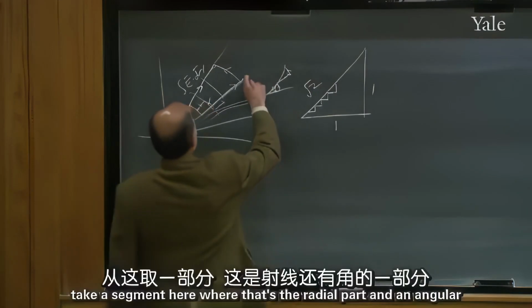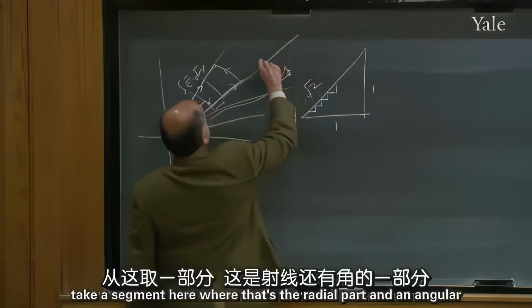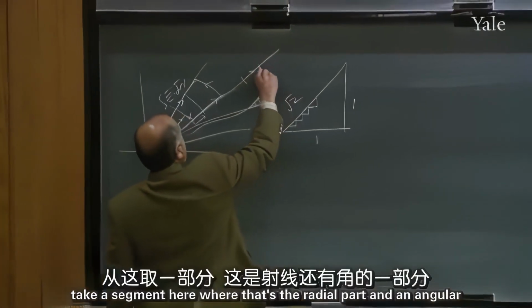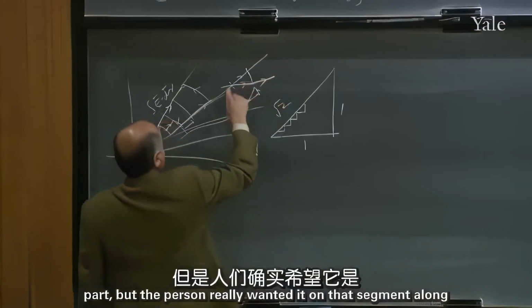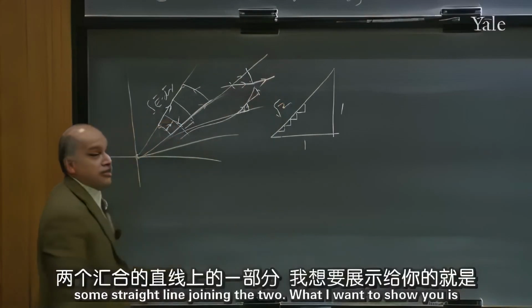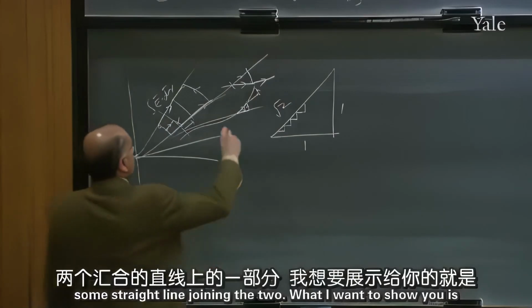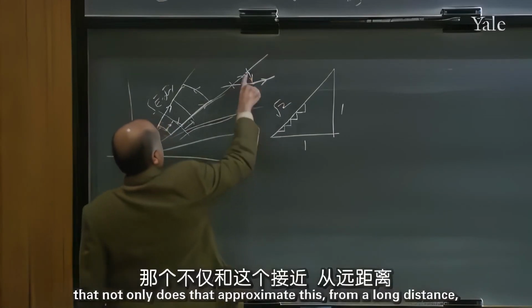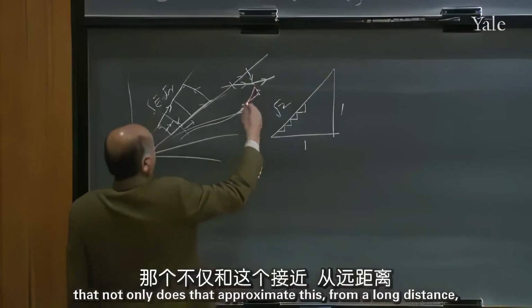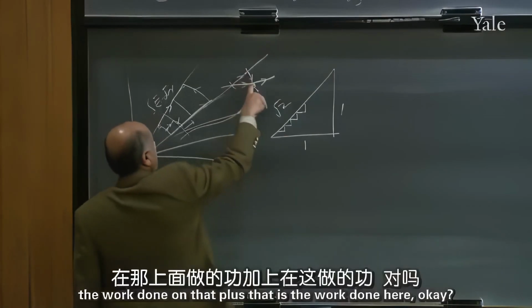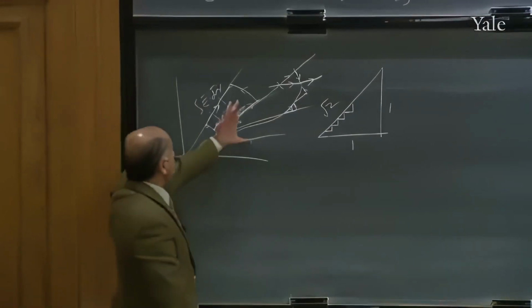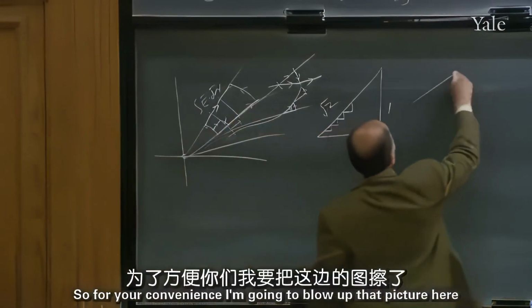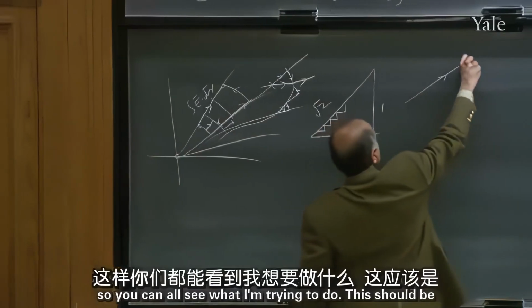So let me take a segment here where there's a radial part and an angular part, but the person really wanted it on that segment along some straight line joining the two. What I want to show you is that not only does that approximate this from long distance, the work done on that plus that is the work done here. So for your convenience, I'm going to blow up that picture here so you can all see what I'm trying to do.